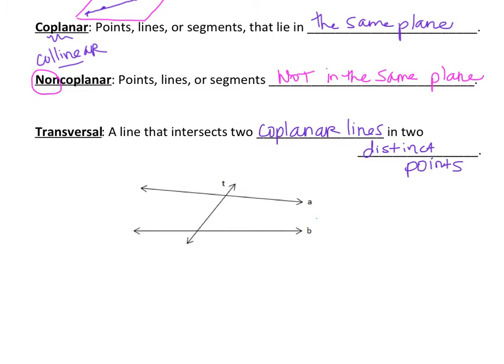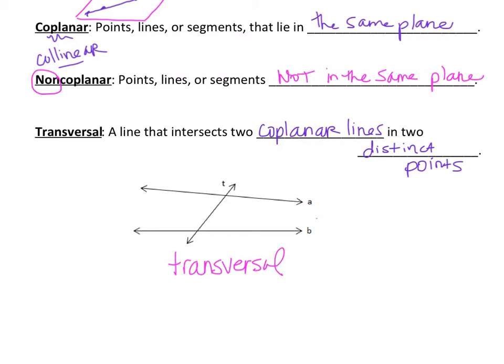So here we have two coplanar lines. So the two coplanar lines are lines A and B. And this one that's crossing through both, it intersects A right here and it intersects B right here. That is the transversal.